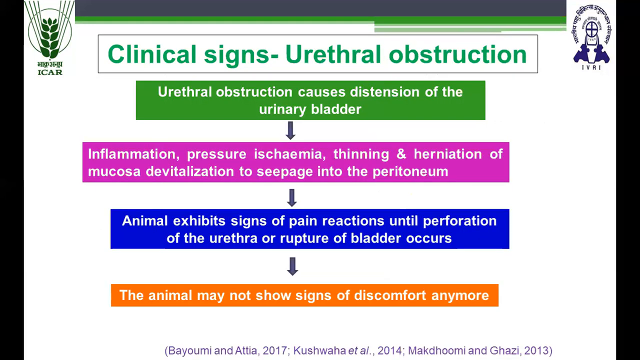So the signs of urethral obstruction: as the urethral obstruction continues, there will be distension of the urinary bladder. As a result, the bladder wall will start distending. As a result, it can lead to inflammation, pressure ischemia, thinning and herniation of the mucosa of the bladder, and it can lead to seepage of urine into the peritoneum. And as a result, the animal exhibits signs of pain reaction until perforation of urethra or rupture of bladder occurs.